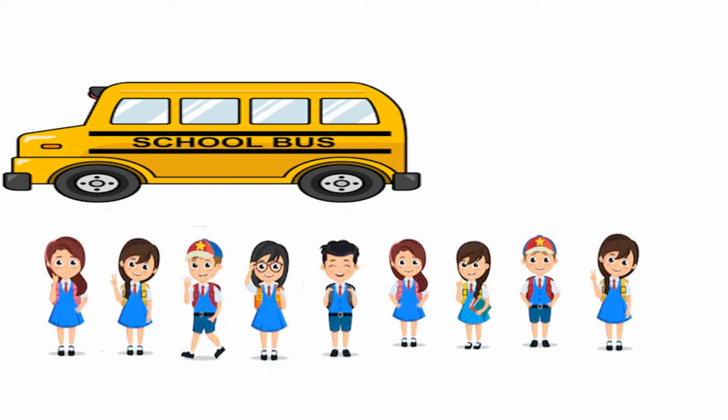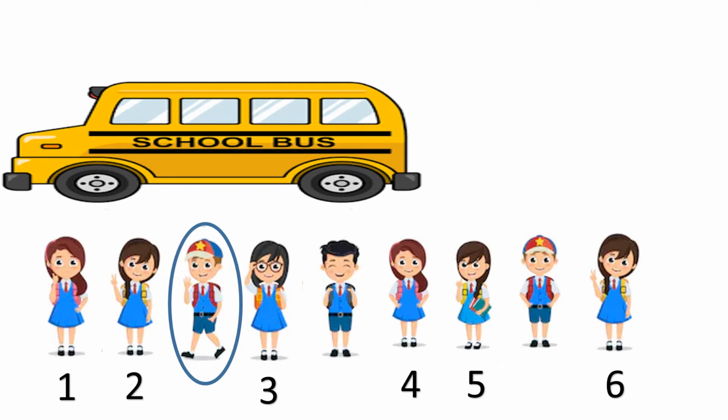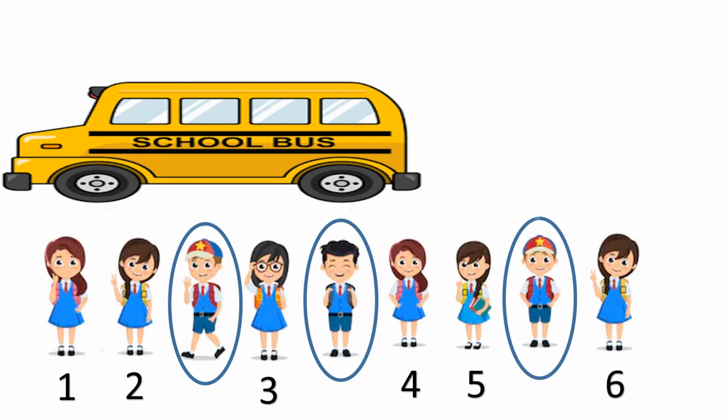Now, let's see how many girls are there, okay? 1, 2, 3, 4, 5 and 6. 6 girls are there. Now, if there are 6 girls, then how many boys are there? Come, let's find out. 1, 2, 3. So we know now 6 girls and 3 boys are going on a picnic.